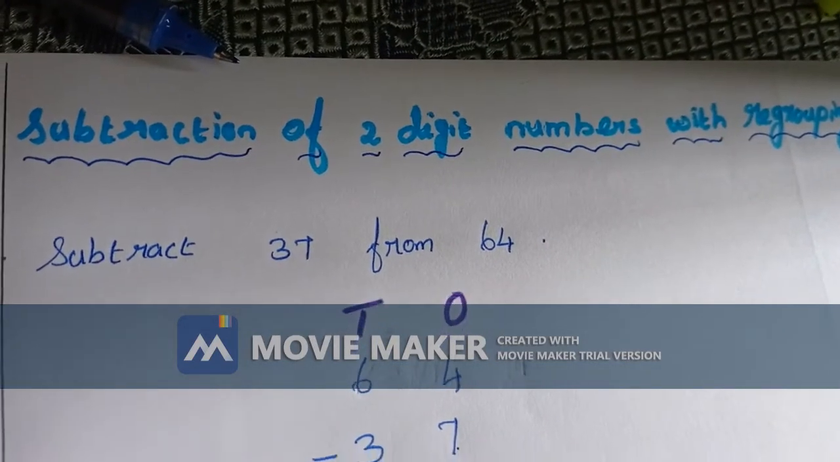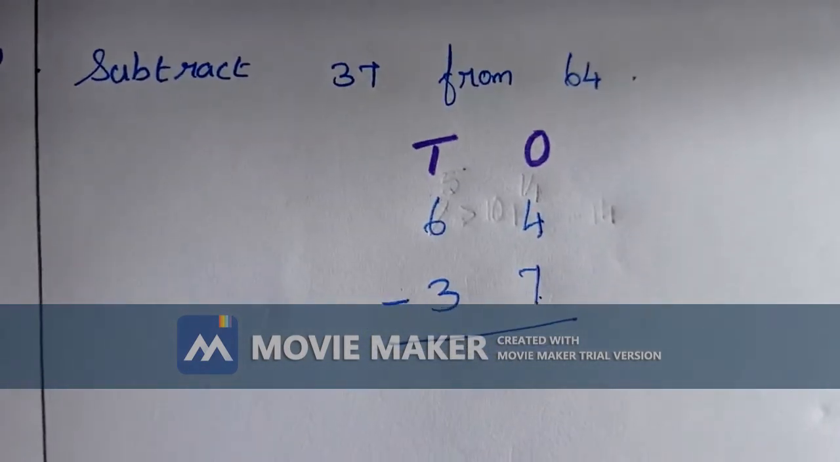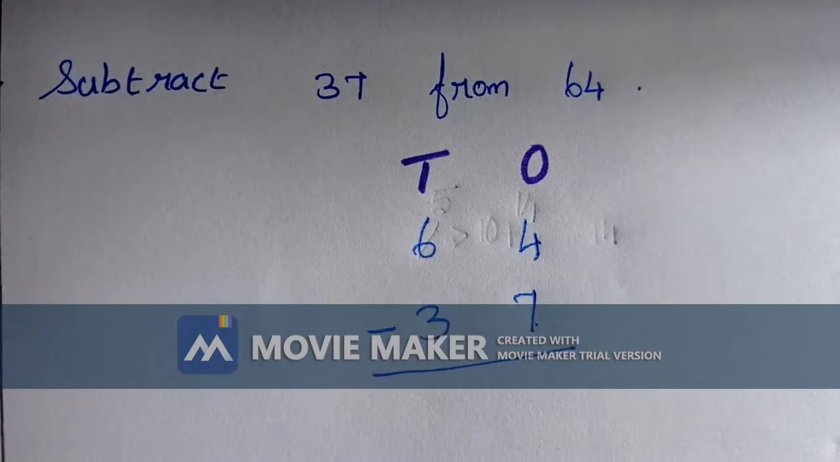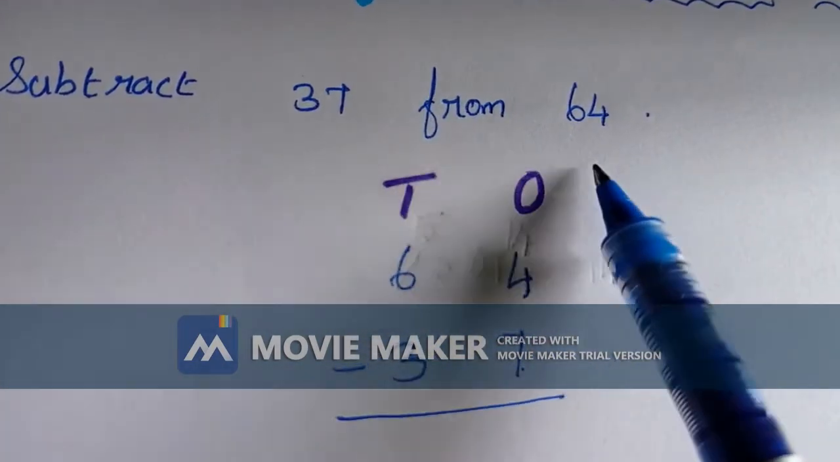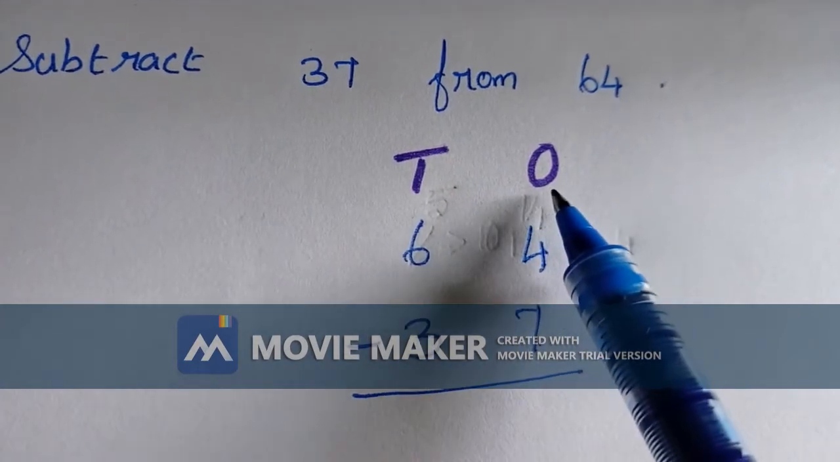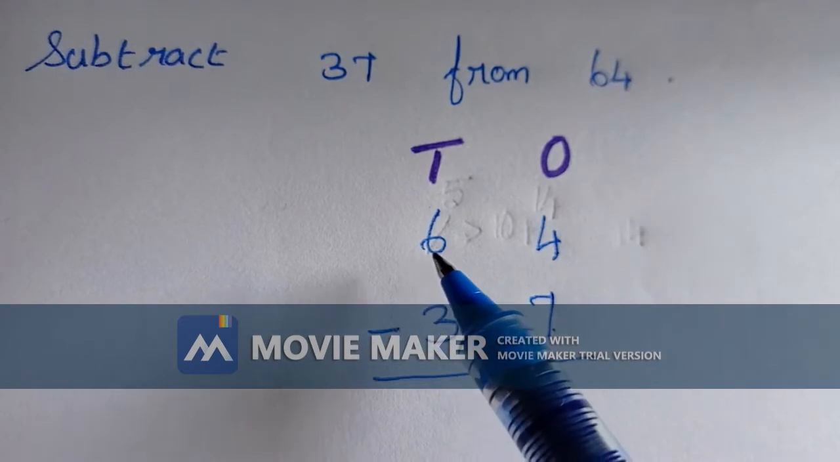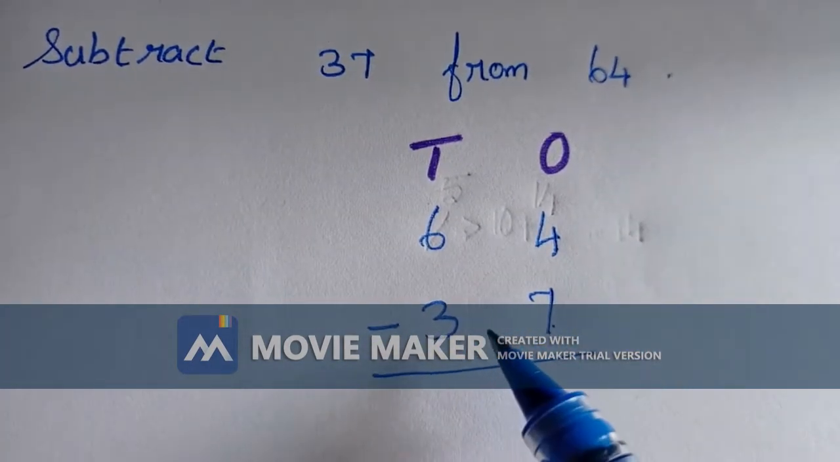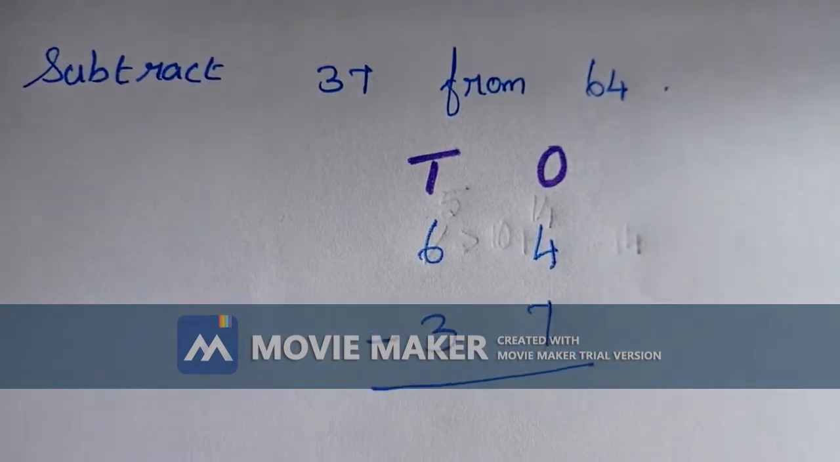Okay. So first we are going to see the subtraction of 2-digit numbers. The first question: subtract 37 from 64. These two are 2-digit numbers. The 2-digit numbers have two values, they are ones and tens. Then next you have to write the bigger number. The bigger number is 64 and the smaller number is 37. Then next step we have to subtract these two numbers.